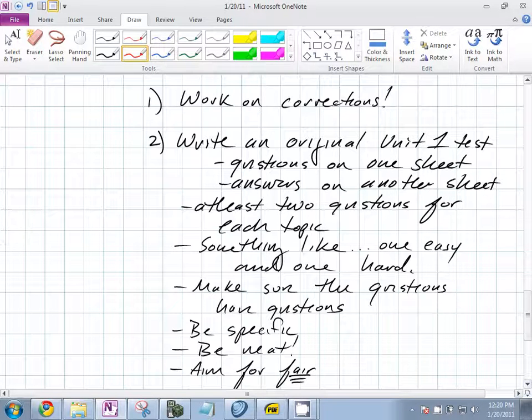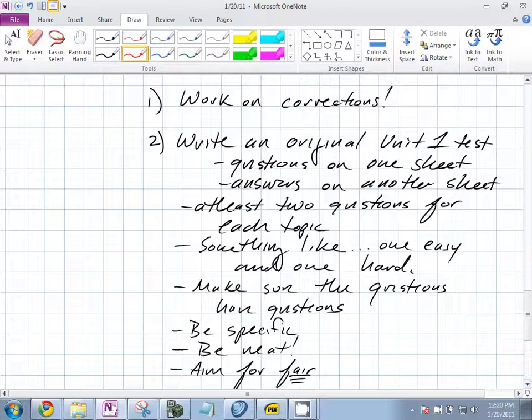At least 2 questions for each topic from Unit 1. There's 5 topics from Unit 1. You could decide maybe something like 1 easy and 1 hard, but don't make it impossible. Make it fair, something that you think would be adequate difficulty level. So don't make it too easy, because then we're not going to use them, and too hard, and you might get them. Please be specific and make sure there are questions in your questions.